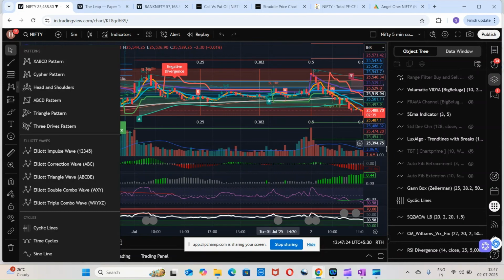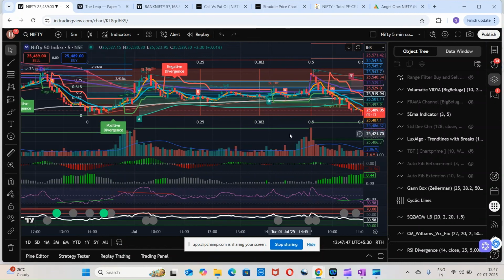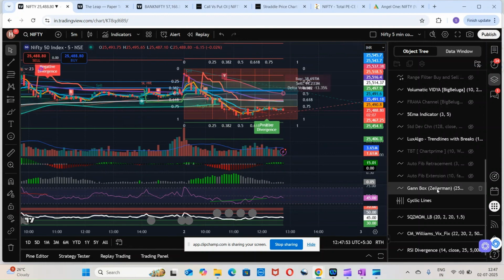And Gann box is an indicator which you need to download. So that's the thing. Gann fan, I don't know. Yeah, there is a Gann box here. You could draw a Gann box from here also. Gann fan is also there here. Gann square and Gann square fixed are there. So you could take from here. So this is the Gann box. Gann box I have shown you how it works. This is automatically drawing, see. So this is the Gann box.